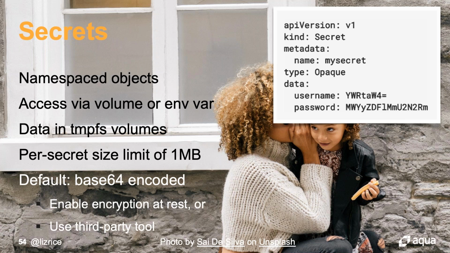Now, having said that, the default storage mechanism for Kubernetes secrets is to store them in etcd, and by default they will not be encrypted. They will be base 64 encoded, but that just makes them hard for humans to read. It doesn't in any way actually encrypt them. So there are a couple of options. One is to encrypt the etcd database, and the other option is to use a third-party tool for storing your secrets.